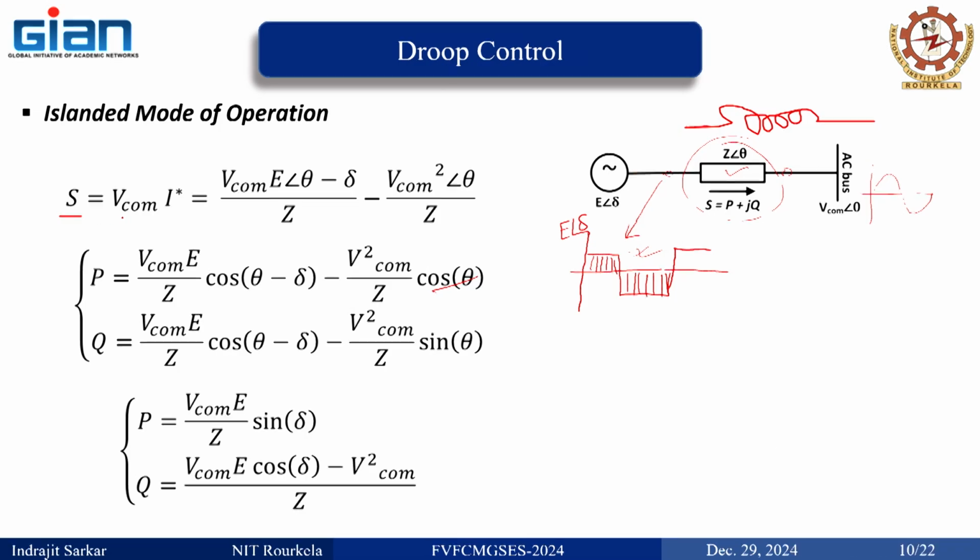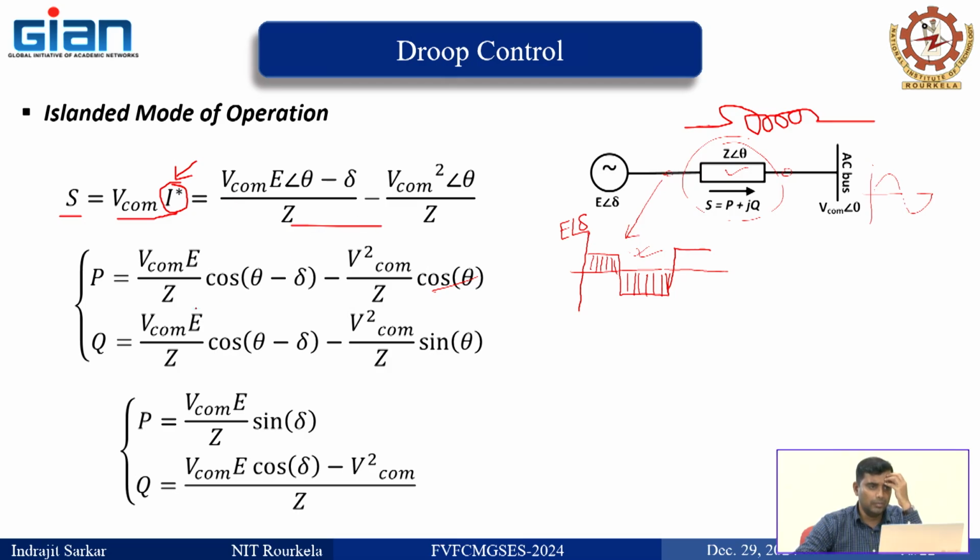Okay. So the voltage and current conjugate. You know why we take this current conjugate, right? Otherwise, the current angle will not be negative. If you don't take this conjugate, the current angle will not come negative. That is why we take this conjugate. Then this equation comes, and then we separate out the active power and reactive power equations.